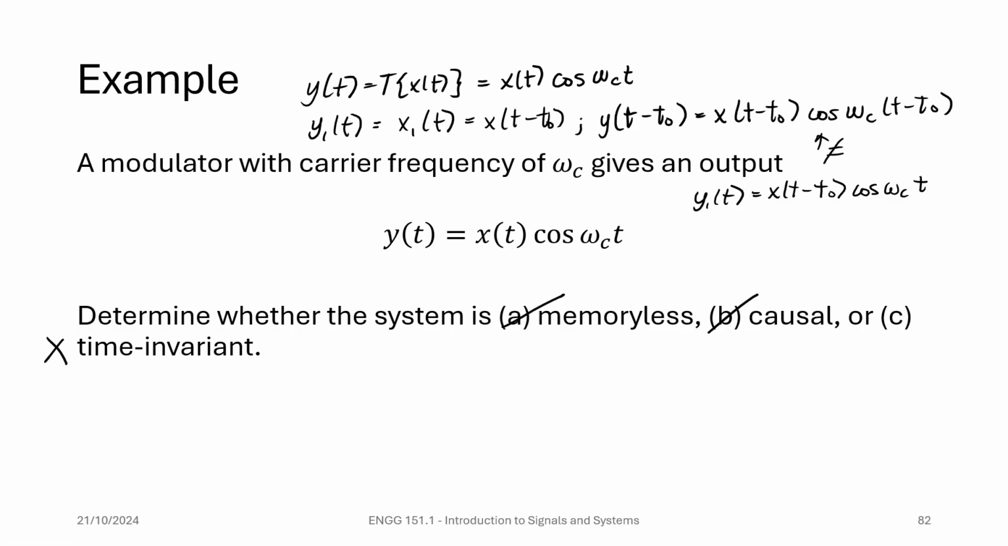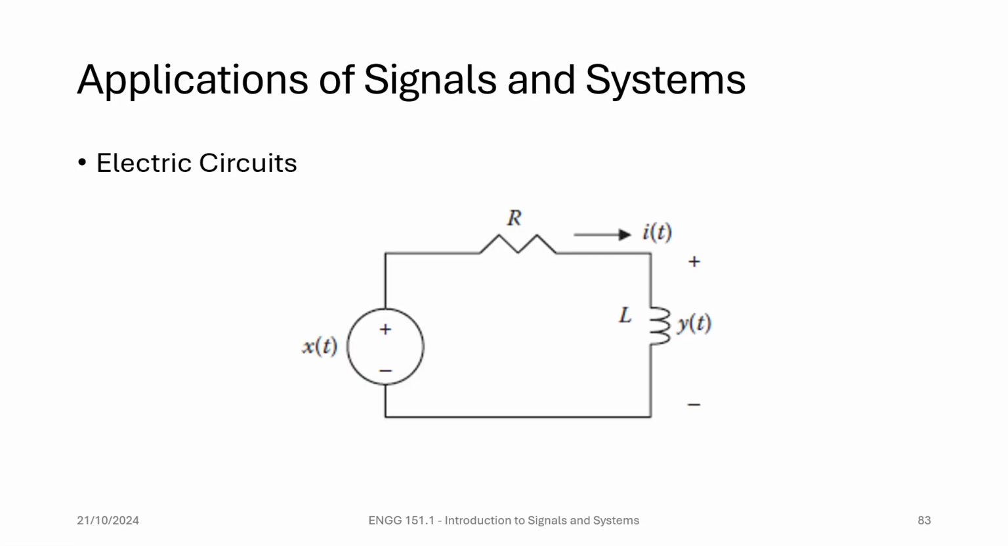Next, we have different applications of signals and systems. Of course, mainly we are talking about electric circuits. For example, in this case, we have x of t as our input signal. This signal is then propagated throughout the circuit. It passes through a resistor and an inductor. This is an example of an RL circuit, a first order differential equation transient circuit.